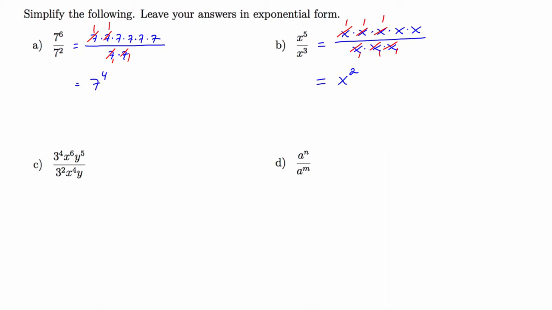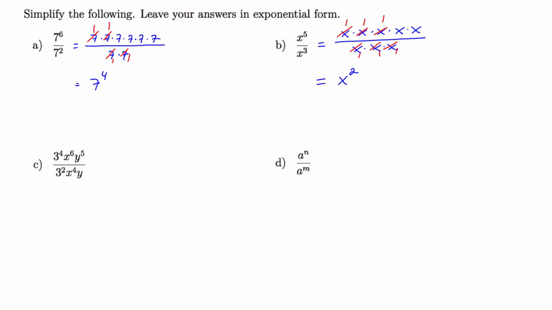Hopefully you recognize what just happened. By pairing them up and canceling them out 1 for 1, we've essentially just subtracted 2 of the 7s from the 6 that had originally been there, leaving us with 4. We took those 5 x's, but we canceled out 3 of them, and 5 minus 3 gave us 2 remaining.